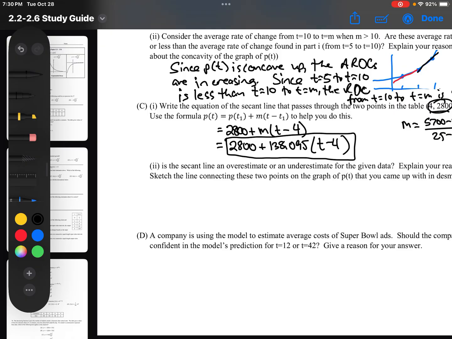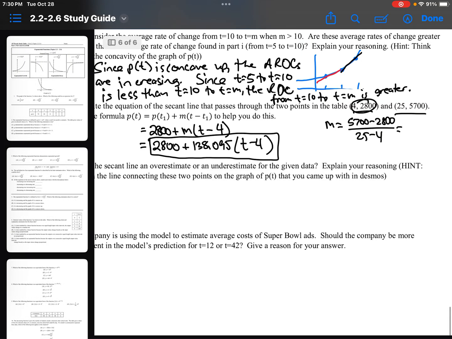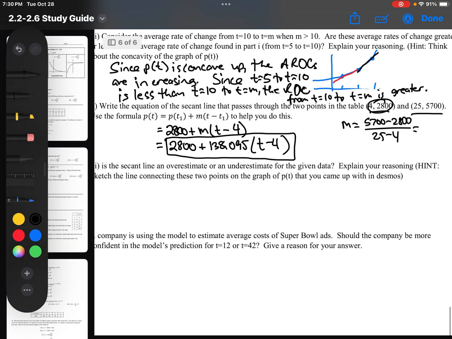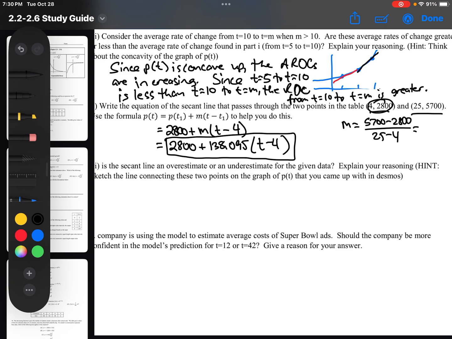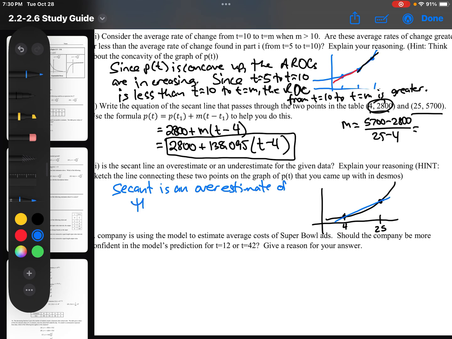Part 2 says, is the secant line an overestimate or an underestimate for the data? If I were to look at my graph and at the secant line that goes through t equals 4 and t equals 25, if I connect those points with a secant line, that means my secant line is above the curve, so the secant line is an overestimate of the given data.